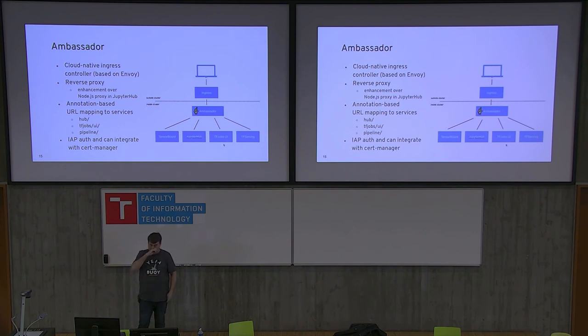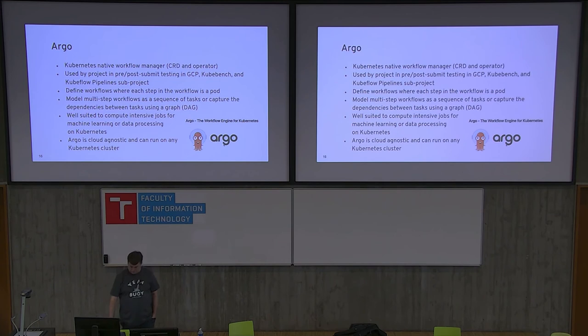That includes a reverse proxy. And it uses annotations, and I mean Kubernetes annotations on the components, to do the URL mapping to services. So we have links to our JupyterHub, the TFJobs UI, pipeline. And currently, it integrates with Google IAP for authentication. It can also integrate with Cert Manager. And I think there's more work being done with Ambassador for integration with other types of auth controllers.